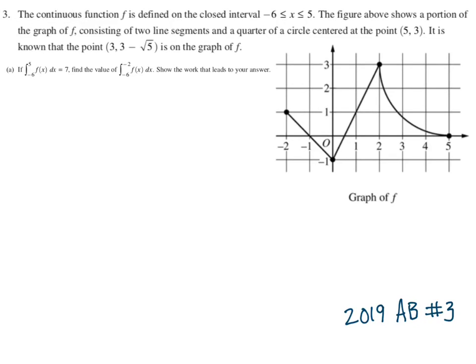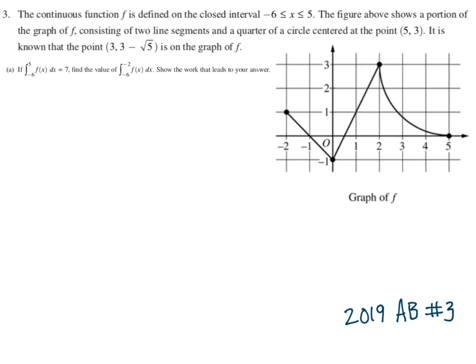All right, here's the 2019 AB number 3. So they give us a continuous function defined on that closed interval from -6 to 5. The figure shows a portion of that graph. It has a couple line segments and a quarter circle with the center of that circle at (5, 3). It's known that the ordered pair (3, 3 minus root 5) is on the graph of f.